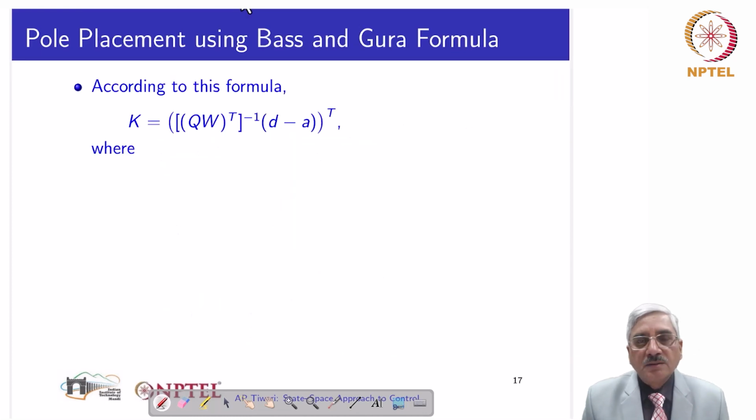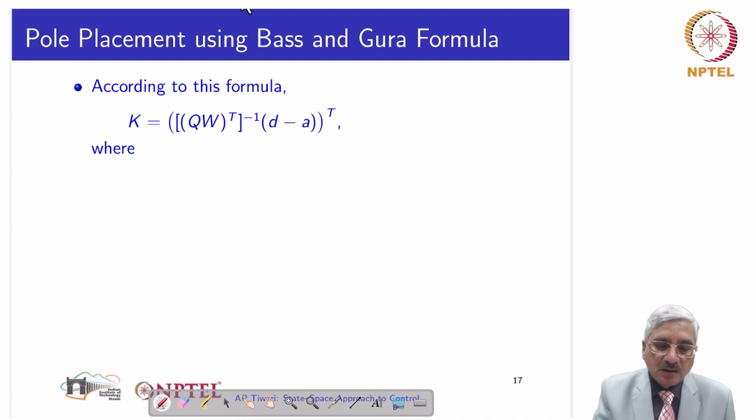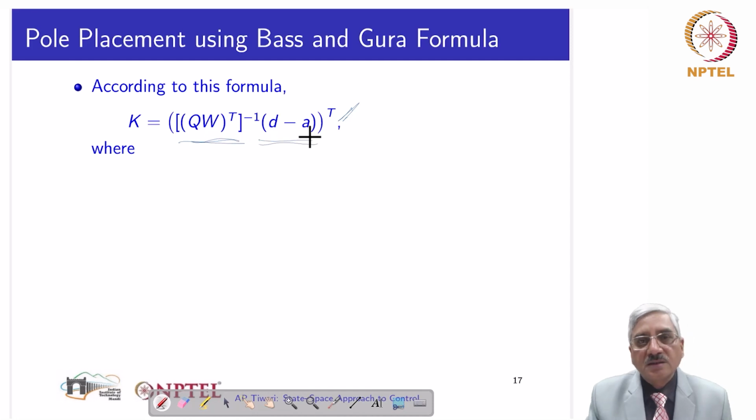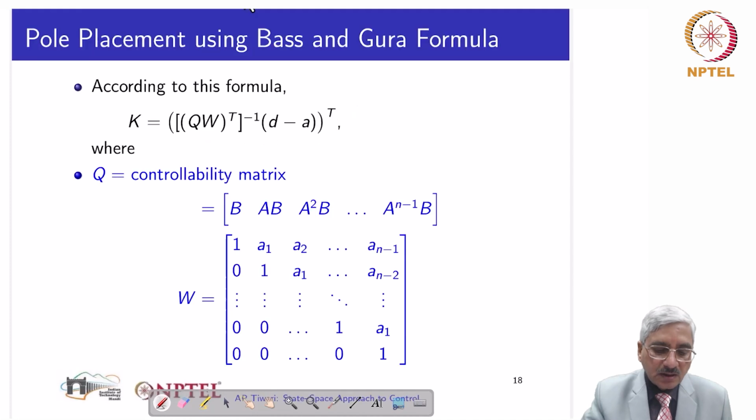Now we come to the other formula for single input systems. This is called the Bass and Gura formula. By this formula, the state feedback gain K is given as the transpose of QW transpose inverse multiplied by D minus A. In this, various terms are: Q is, as already known, the controllability matrix.